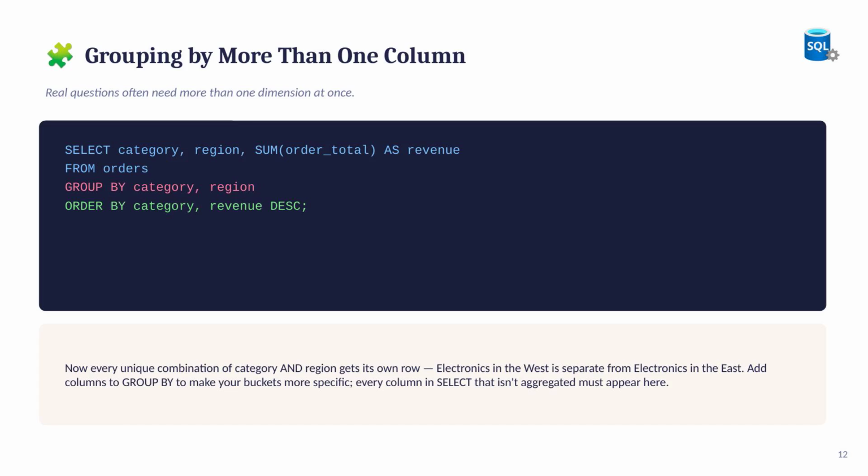The rule to remember: every column in your select that isn't wrapped in an aggregate function has to appear in your group by clause, or most databases will simply reject the query. You can keep adding columns to group by as your question gets more specific. Category, region, and month, for instance, would give you a separate row for every combination of all three.